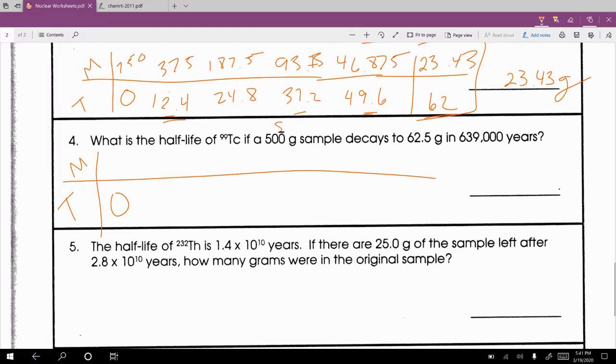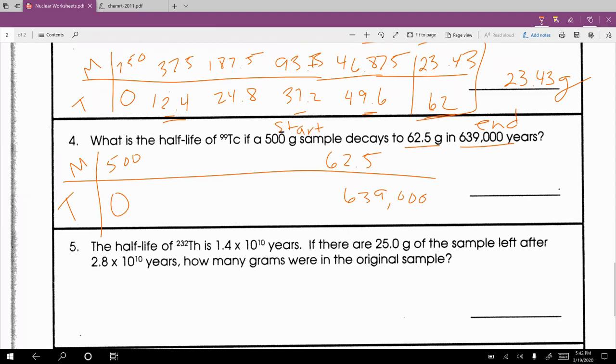500 gram sample. So there's my start. I'm starting with 500 grams, and it decays to 62.5. I'm going to write that down over here. These are my ending amounts, right? My 62.5. And that's going to take 639,000 years. It's a really long time.